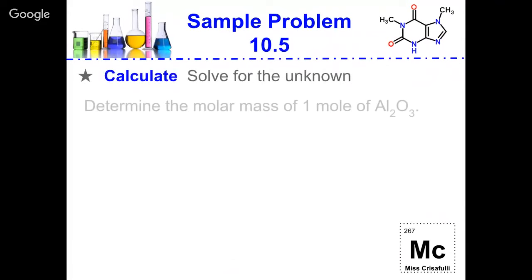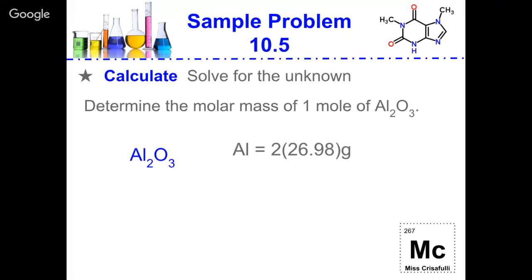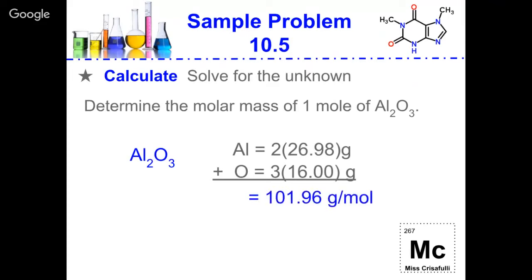So first thing we need to do is determine the molar mass of 1 mole of aluminum oxide. So we're going to write our formula down. We're going to take out our handy dandy periodic table. That formula has 2 aluminums in it, and each aluminum has a mass of 26.98 grams. We're going to look at the molar mass of oxygen. There's 3 of those, and each of them has a mass of 16. We're going to multiply, add that up, and you should get 101.96 grams per mole is the molar mass of aluminum oxide.